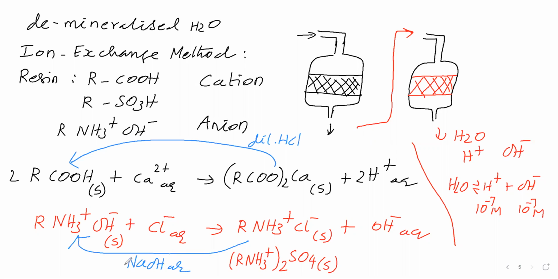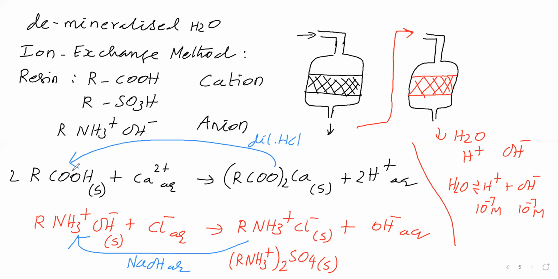Okay. So by adding sodium hydroxide, we have converted this into RNH3 plus OH minus. Cl minus goes to solution and will be taken out. So now we have got back the regenerated resins. Now you pass hot water, we will get demineralized water. This method is called the ion exchange method because ions are exchanging.